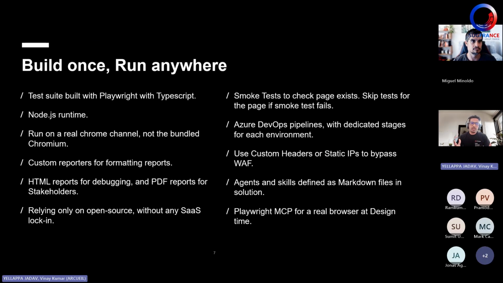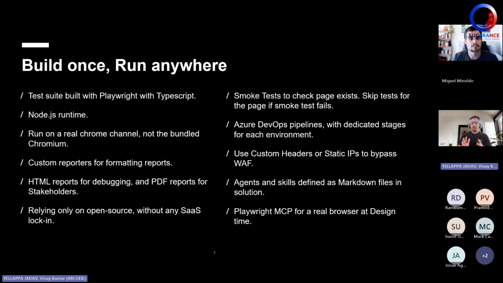So the concept is to build once and run anywhere. We build it with Playwright with TypeScript on a Node.js runtime, and we run it on a real Chrome channel, not the bundled Chromium which comes with Playwright. And we create custom reporters for formatting the reports. We have HTML reports for debugging each of the test cases, and we have PDF reports to submit to the stakeholders. And we rely entirely on open source. We do not have any SaaS lock-in, so we're not working with a particular product here.